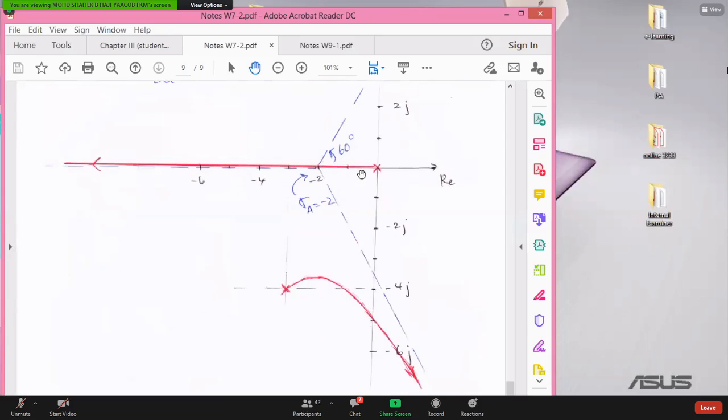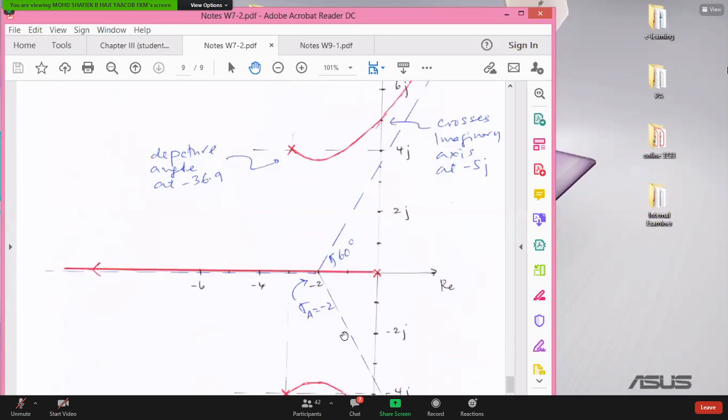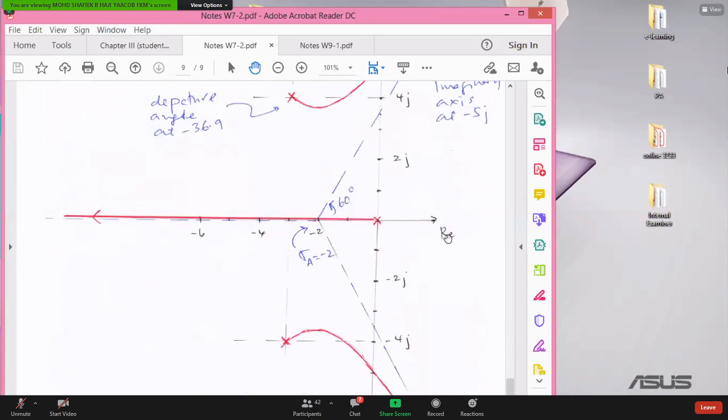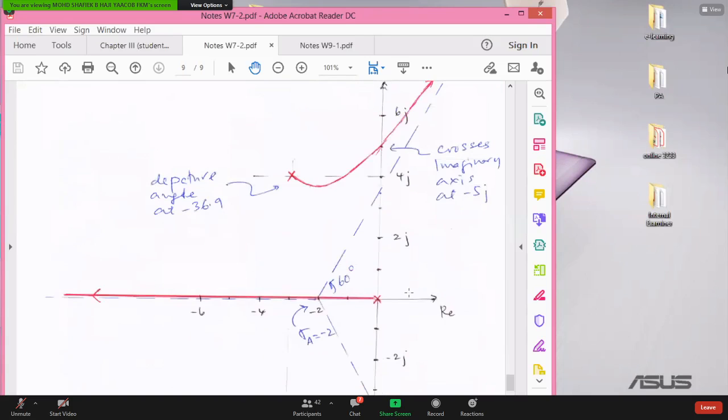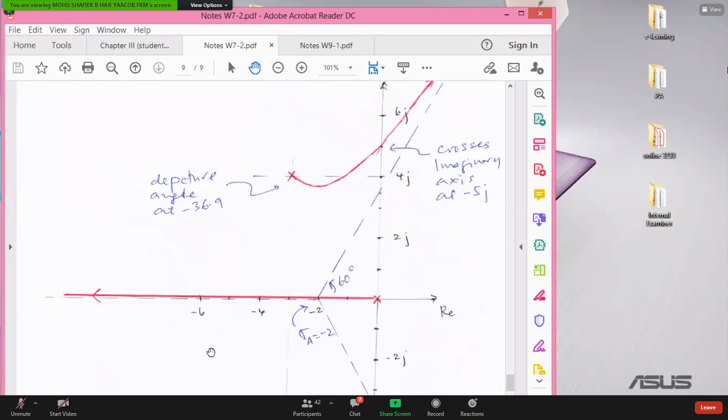So this is the intersection of the imaginary axis, and now you can draw your root locus diagram to a reasonable degree of accuracy. And take note that your root locus diagram is always symmetrical about the real axis. Okay, so that's it. In this case, there is no breakaway or breaking point.